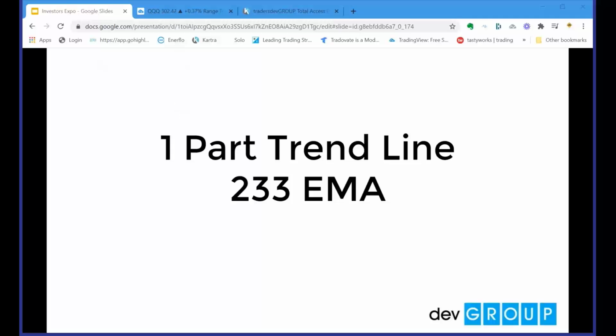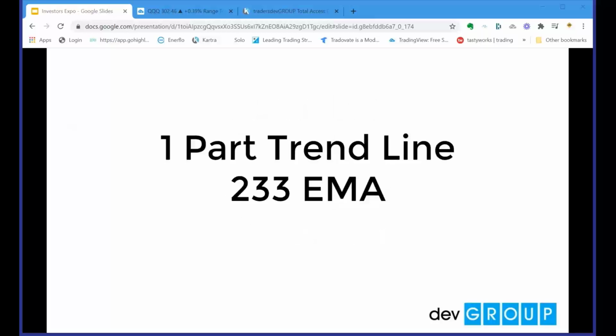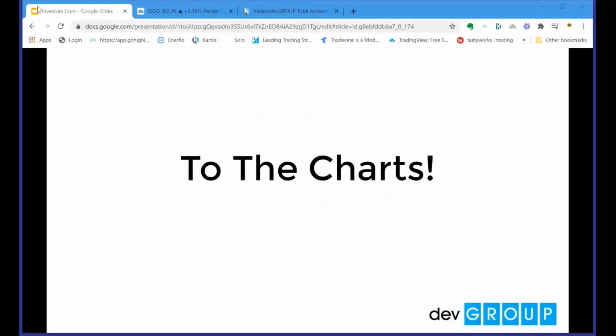The next is we're going to put 1 part RSI, 3 period, 88 upper, 12 lower. Okay, and I'll show you this in just a second. Maybe not the RSI because I have that all programmed in, but just again, go through it. First is 1 part trend line, 233 MA, and then we want an RSI with a 3 period and 88 upper, 12 lower. And that is it. Okay, I have a lot of volume profile and other things. We'll take a look at a few of those. So let's just go to the charts right now.